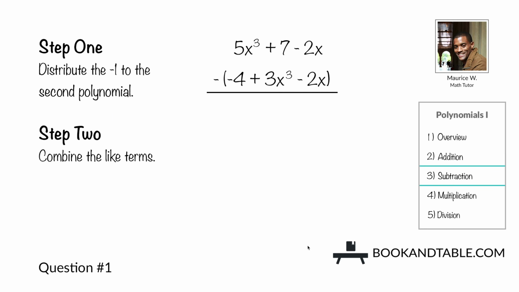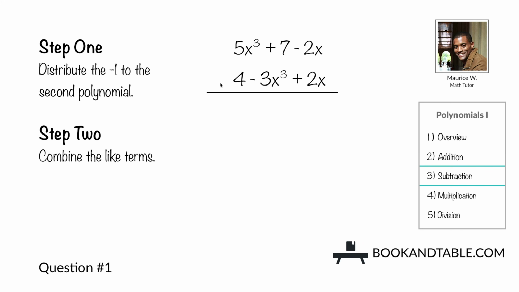Question number 1. We were asked to find the difference of 5x cubed plus 7 minus 2x minus (-4 plus 3x cubed minus 2x). Step 1, distribute the -1 to the second polynomial. -4 will become +4. +3 will become -3. And -2 will become +2.